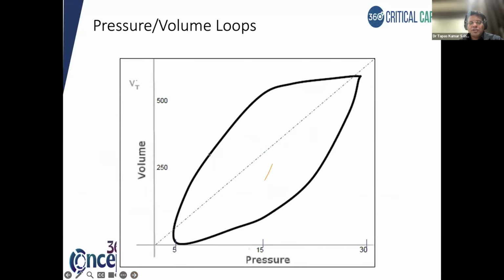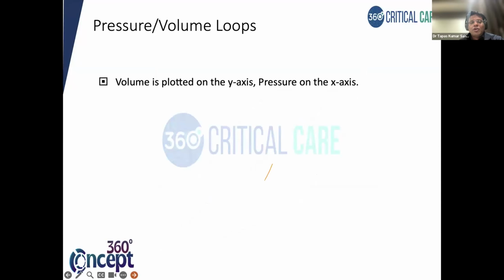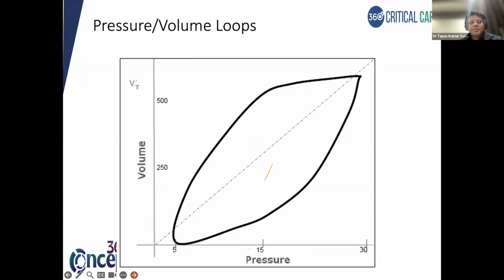Now, I have shown you the diagram of the pressure volume loop. The examiner may expect you to draw it in your exam. So, just remember volume and pressure. Volume would be on the y-axis and pressure would be on the x-axis, and it would be like this. Okay. So volume is on the y-axis, pressure is on the x-axis. The inspiratory curve is upward, the expiratory curve is downward. So I have already told you. Clear? Inspiratory, expiratory. Okay.